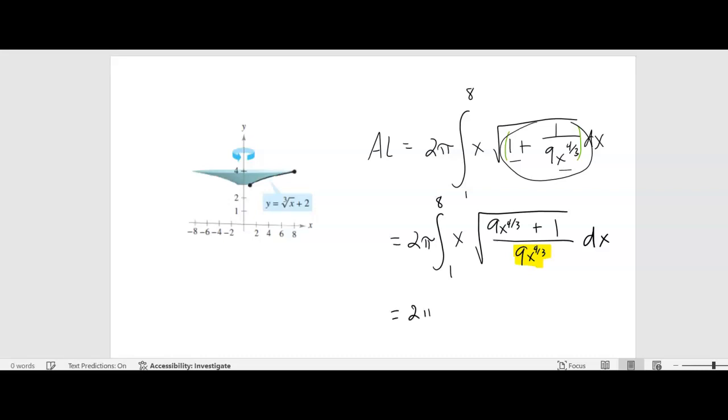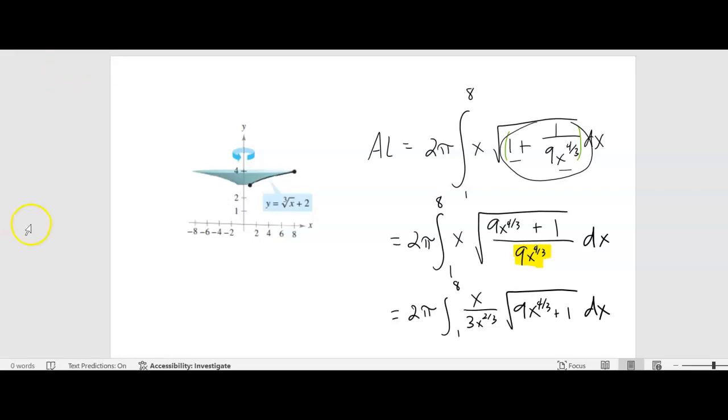So that gives me 2 pi, and then integral, and then x. And then this is the square root of that. Since it's on the bottom, I'll go ahead and take the square root of that. In the denominator, that's 3x to the 2/3. And then I have what's left, 9x to the 4/3 plus 1.